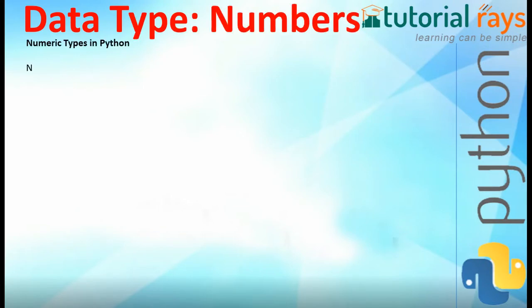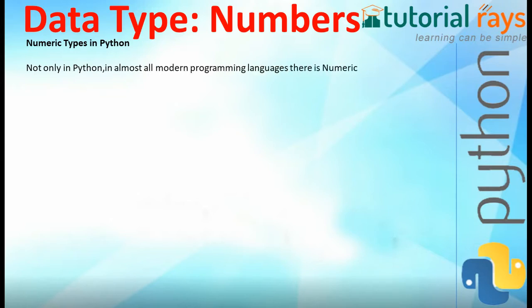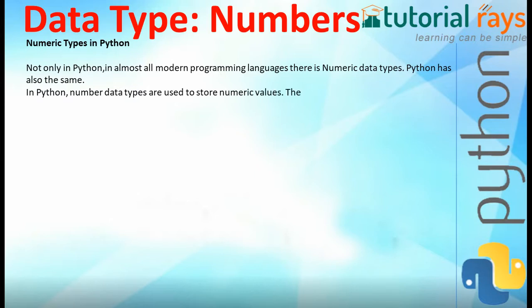The first one is numeric types in Python. Not only in Python, in almost all modern programming languages, there is numeric data types. Python has also the same. In Python, number data types are used to store numeric values. There are 4 different numerical types in Python.